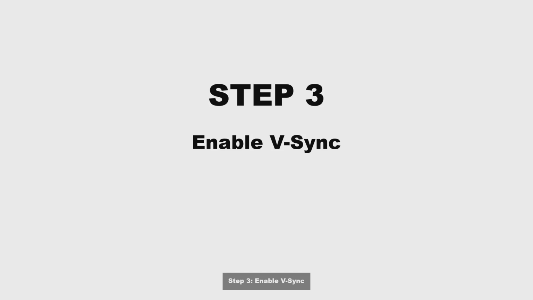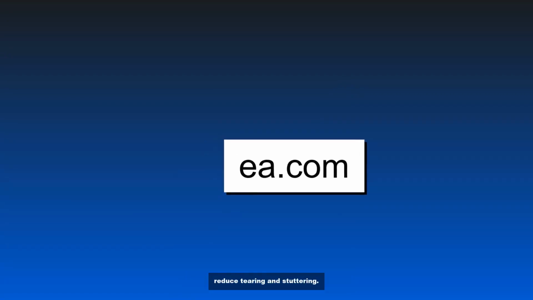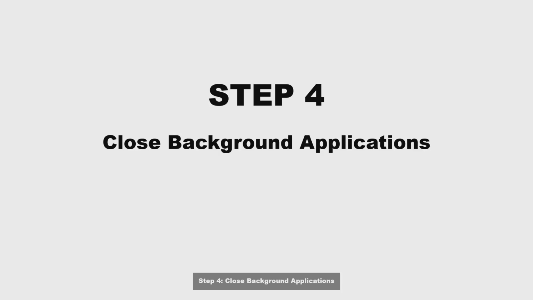Step 3. Enable VSync. In the graphics settings, enable VSync if it is not already turned on. This feature helps to synchronize the frame rate of the game with your monitor's refresh rate, which can reduce tearing and stuttering.